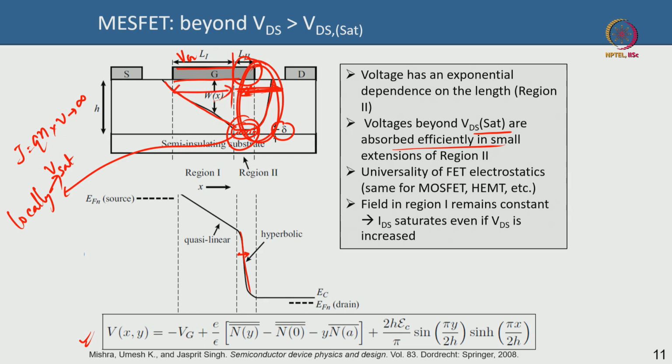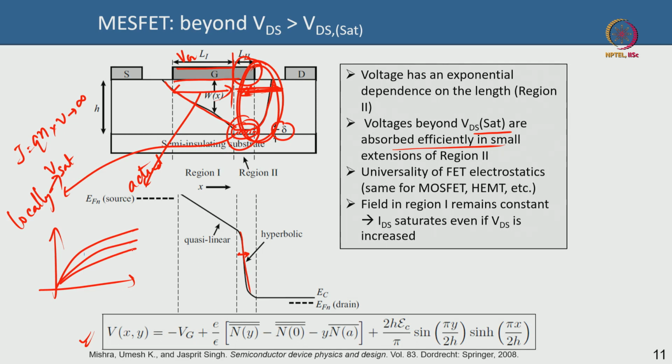This first part is actually the channel, the actual channel, and that length of the actual channel does not change much for a long channel device, and that is why the current saturates. But if it is a short channel device, which is what we look at in microwave devices, then the current will not tend to saturate, but will tend to slightly increase like this. It is called output conductance, and that is not good.